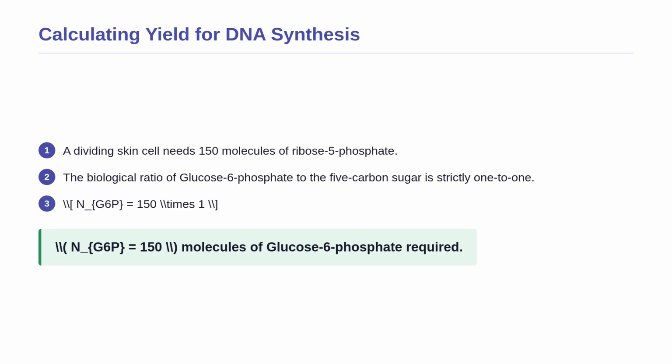Because the biological ratio of the starting 6-carbon sugar to the final 5-carbon sugar is strictly 1:1, there's no complex multiplication factor needed for the primary carbon backbone. We simply multiply the target of 150 by 1. The cell must commit exactly 150 molecules of glucose 6-phosphate to the pathway to meet its goal. If the cell needed more ribose, this input requirement would increase in direct linear proportion.